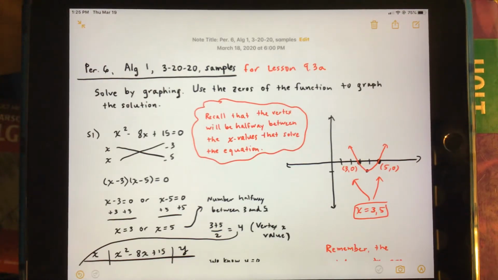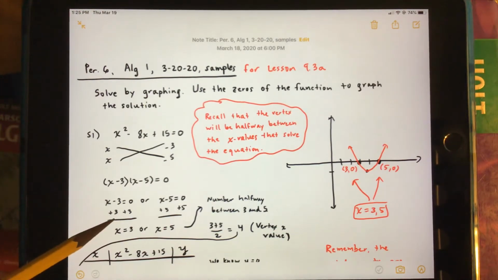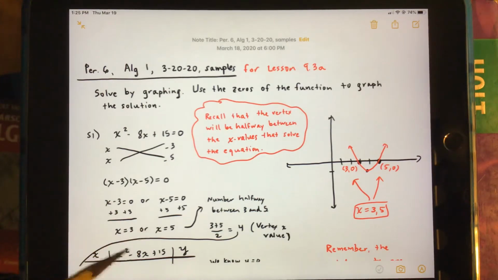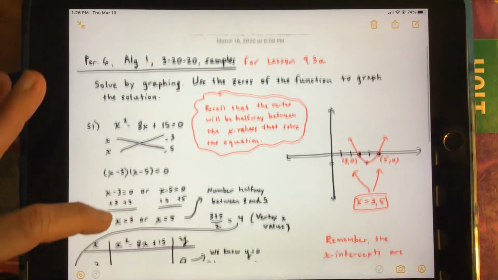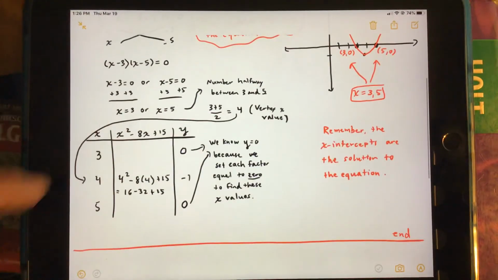So we see using our x method that this equation factors into x minus 3 times x minus 5 equals 0. We set each of those factors equal to 0, and we find that x is equal to 3 or 5. So here we are using our zero product property, setting each factor equal to 0 to find those x-intercept values. So what we're going to do next is create a table of values based on those x-intercepts we have just located, the zeros of the function.